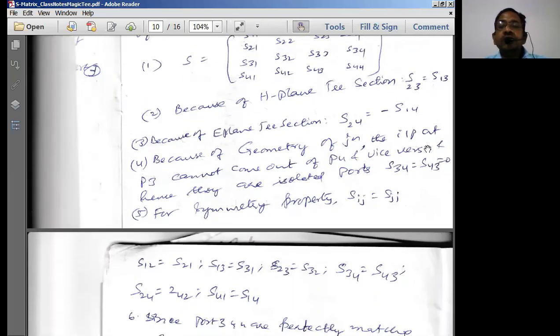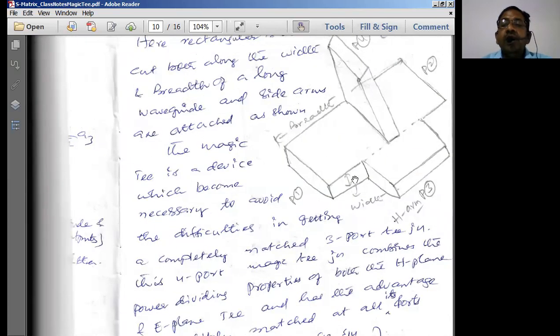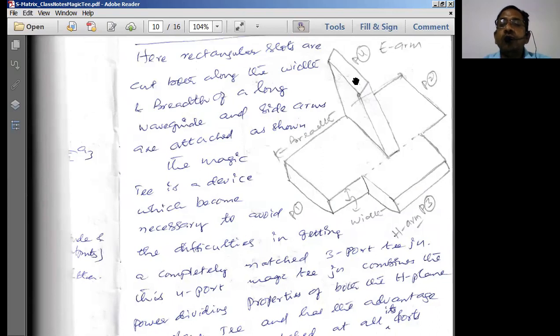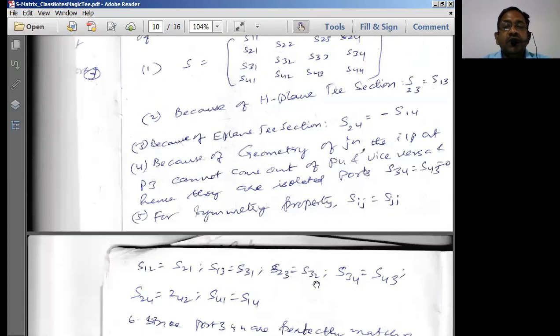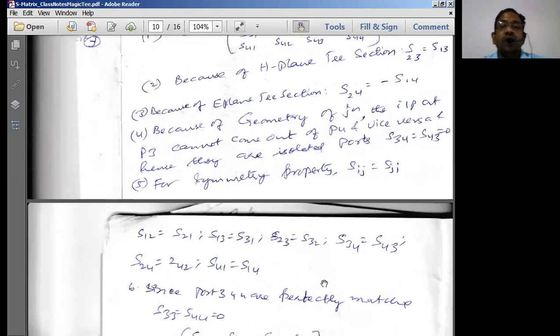Because of the geometry of the junction, the input at P3 cannot come out of P4. This is important. If you apply input at port 3, output will not come out from port 4. Similarly, if you apply input at port 4, output will not come out at port 3 because of the symmetry. Hence they are isolated ports. Port 3 is known as the H port, port 4 is known as the E port. So these two are isolated ports.